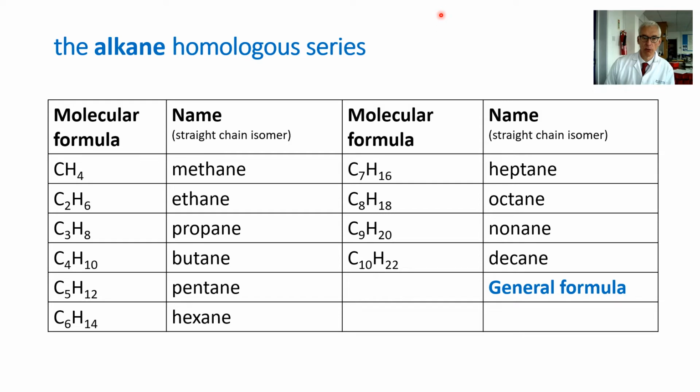So the general formula for an alkane, if you look at all of those, hopefully you have filled in CnH2n+2. If not, check that it works. For instance, 10 carbons, 2 times 10 is 20, plus 2 makes 22. And as well as having a general formula, the alkanes all differ in sequence by CH2.